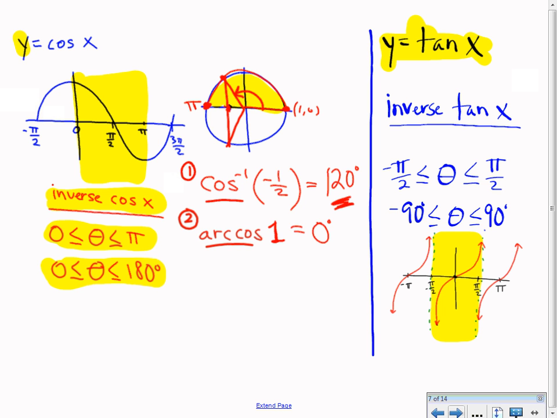All right, so let's get into inverse tan. Inverse tan goes from negative pi over 2 to pi over 2, or negative 90 to 90. That should be familiar. It's just like sine. We haven't looked a lot at the tangent waves, but here's a picture of them, and we're only going to be in that little area when we're talking about inverse tan.